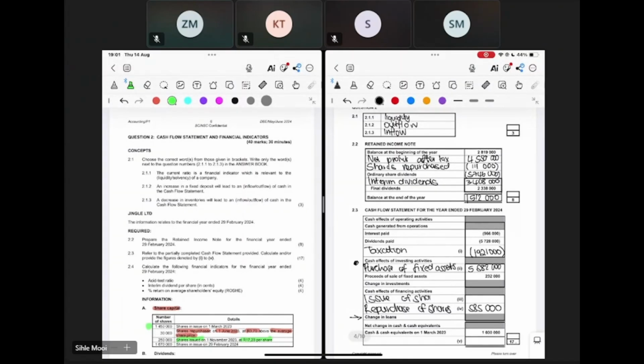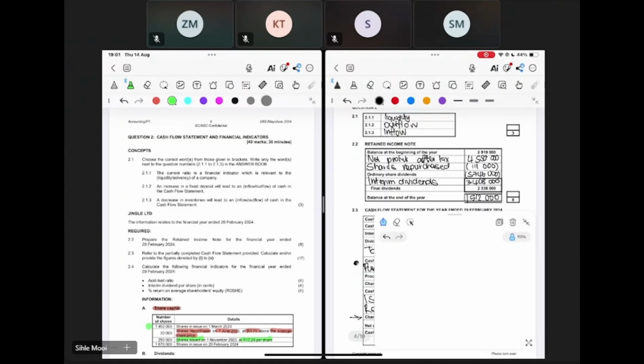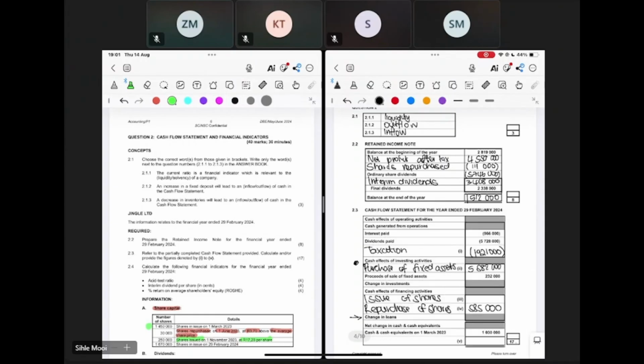They told us here that shares were issued at 17 Rand 20 per share on the 1st of November, and those were 250,000 shares. So we just take 250,000 multiplied by the 17 Rand 20, and that'll give us the amount we should have. So 17.20 multiplied by 250,000, those will be the proceeds we get from issuing shares. And that will give us 4,300,000. Okay, repurchase should have been negative. Forgot to put that because company is paying for that.